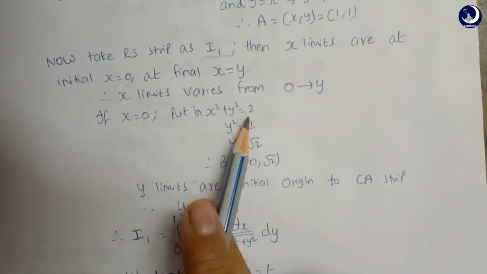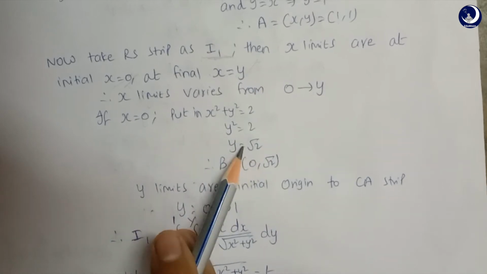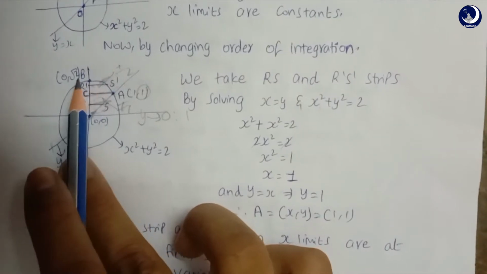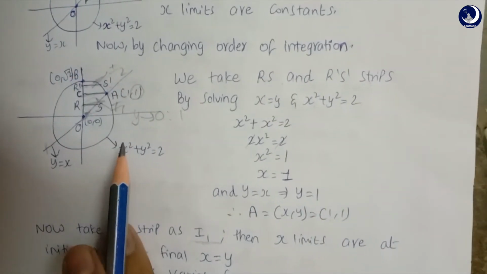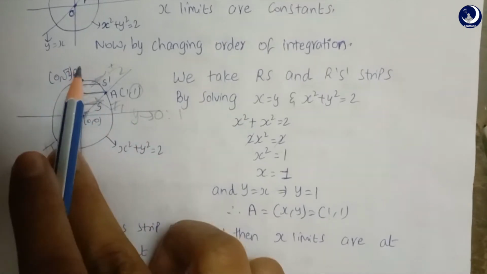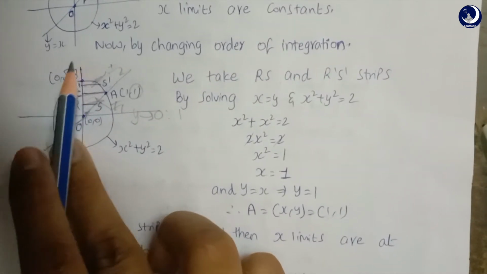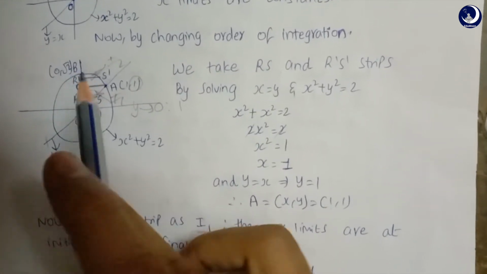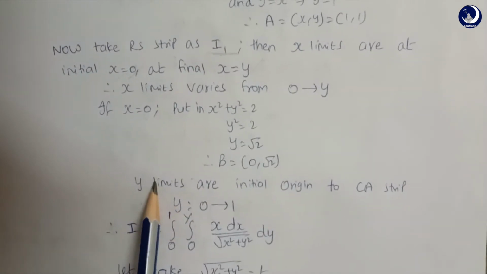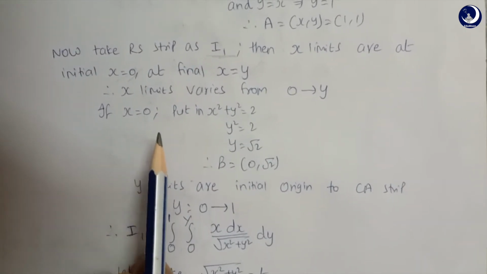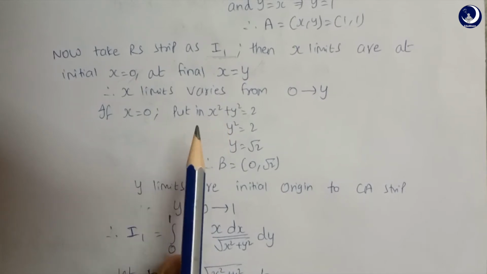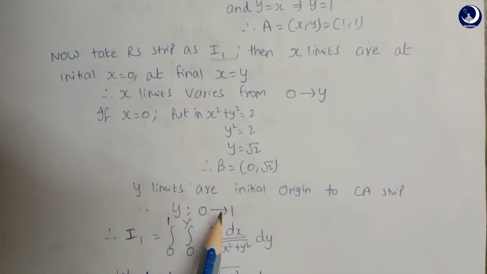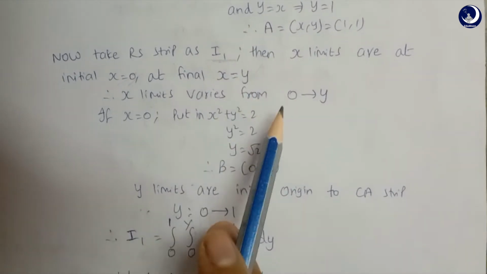Put in x square plus y square equal to 2. If x equal to 0, then y equal to root 2. That was the point B. We already know that on the y axis the point must be (0, b), and on the x axis the point must be (a, 0). That's why I took this point (0, b) as B, and we get root 2. So (0, root 2) is the point B. After that, we get the y values as per the given question, with the figure of the circle and line. We get the y limits as per the region, 0 to 1. Now we have the y limits, and the x limits are 0 to y.